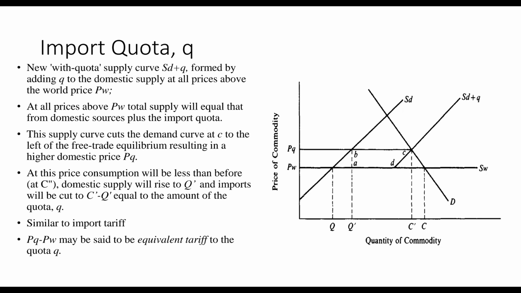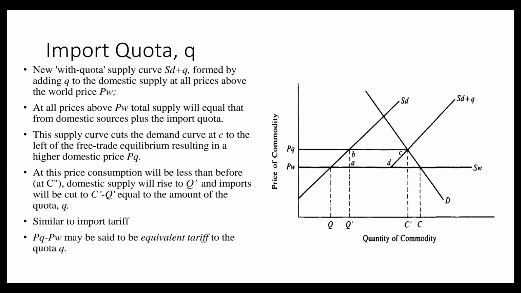This supply curve cuts the demand curve at C, the small c. We can see it is cutting the demand curve at C here, left of the free trade equilibrium, resulting in a higher domestic price, PQ. There's a higher domestic price now, PQ.